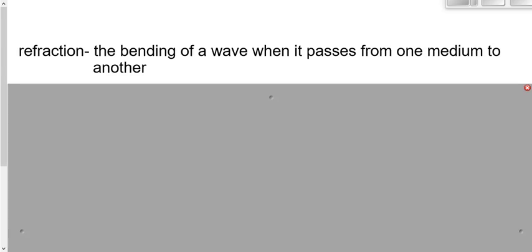So we're going to define refraction as the bending of a wave when it passes from one medium to the other. This is a property of waves. It's exhibited by EMR. We learned that yesterday. The bending of a wave when it passes from one medium to the other. And why does that happen? It happens because the speed changes.